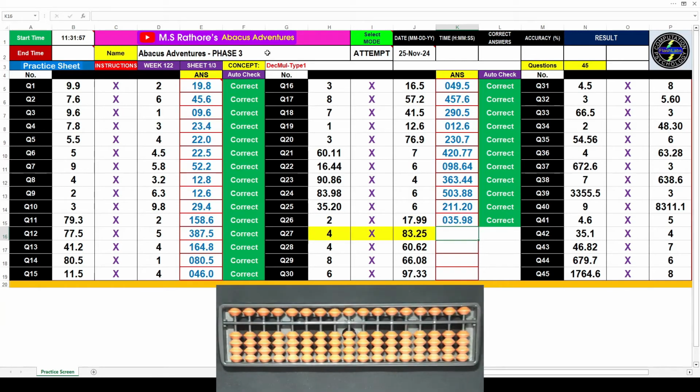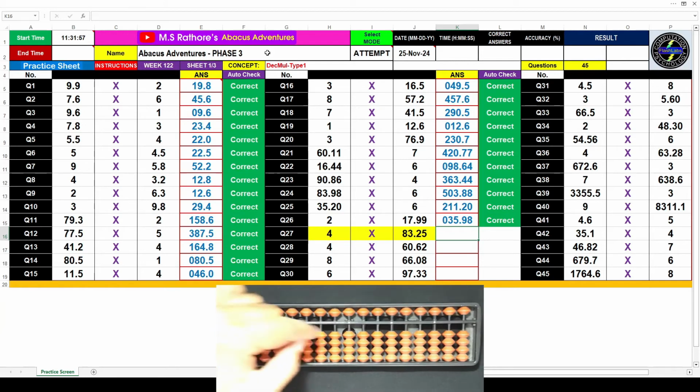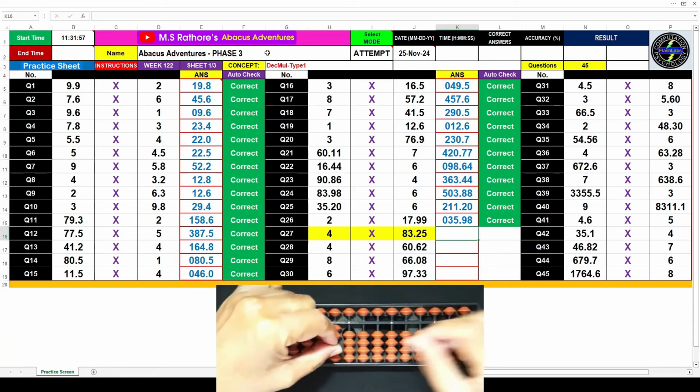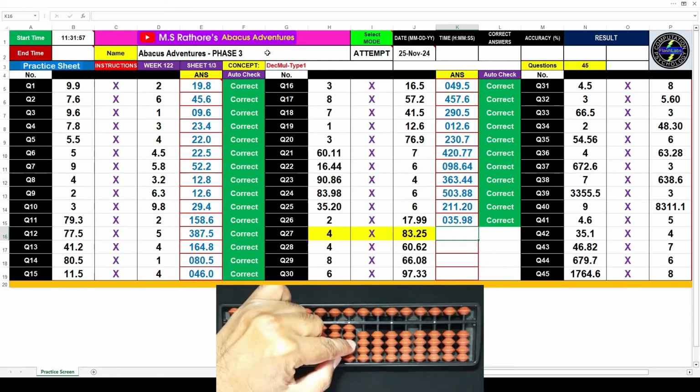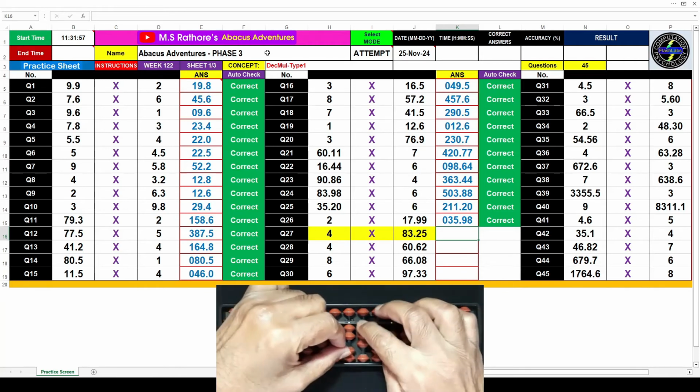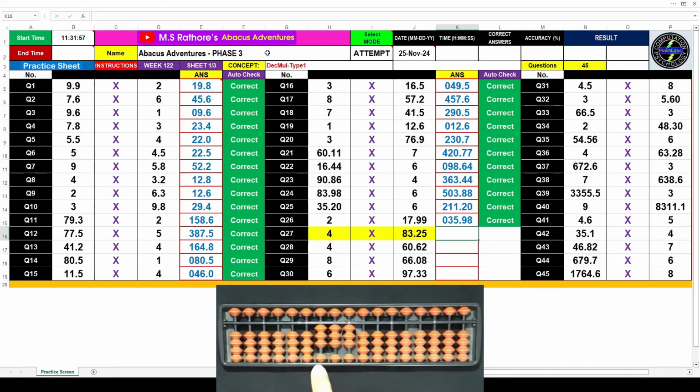Question number 27, 4 multiplied by 83.25. So let's take rod number 3 to place the answer from. 8 4s are 32, shifted. 3 4s are 12, 2 4s are 0 8, 5 4s are 20, and the answer is 333.00. Because we have a number in the question containing 2 decimal places, the answer is 333.00.